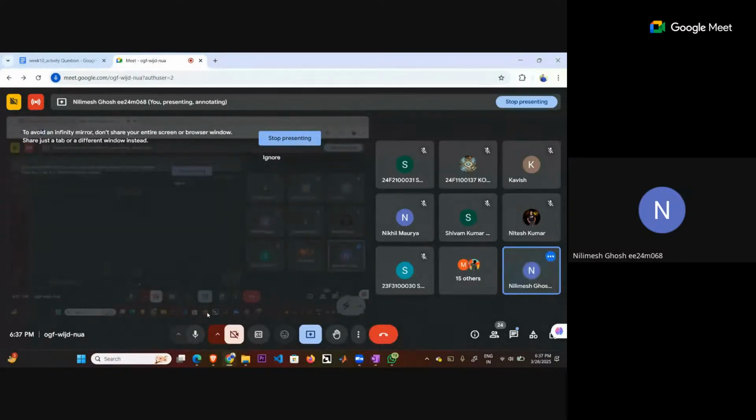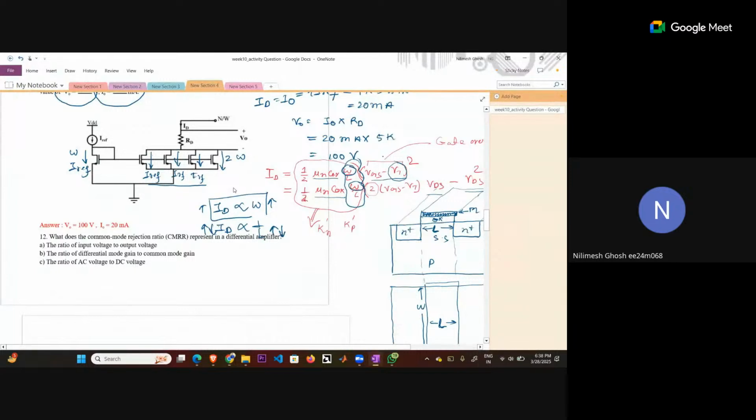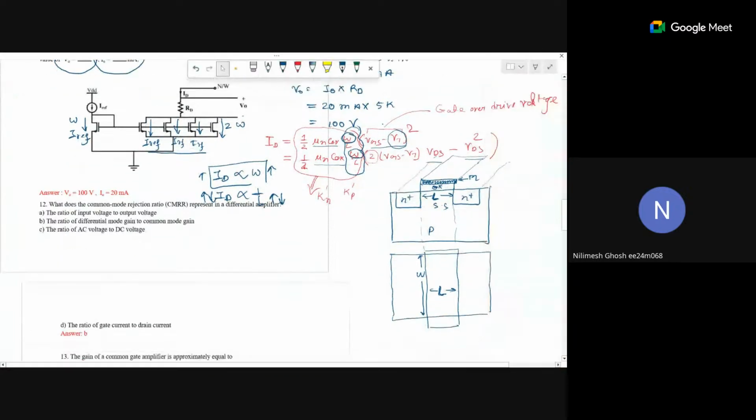Can anyone answer? What is the current through the last MOSFET? If you don't know, you can simply say, "Sir, please tell me." The current is directly proportional to W. If this is W, this is 2W. Whatever is the current here, this will be two times IREF, because this is the current mirror.